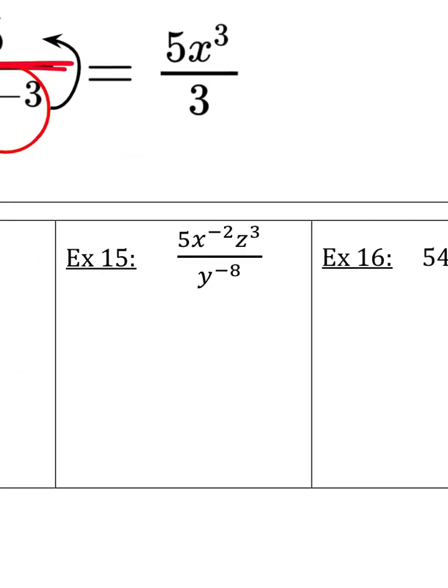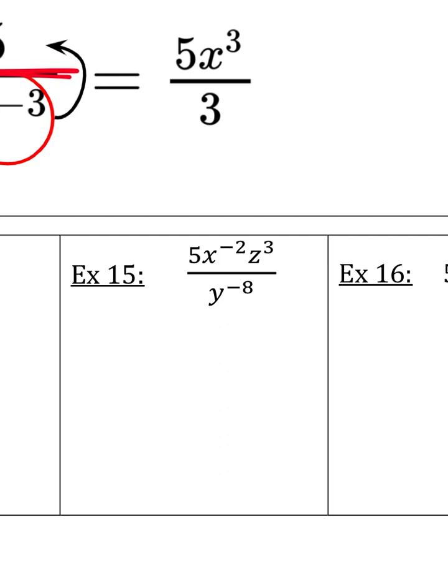We have 5x to the negative second power times z to the third power divided by y to the negative 8 power. I'm going to circle the terms that I want to move, and then let's rewrite it. I haven't done anything to my 5, but I did do something to my x. I need to move it to the bottom so that it can be happy and positive. So x to the second power. And then I have z to the third power that I didn't do anything to on the top. But I do have y to the negative 8th power on the bottom that I need to move to the top. So I'm going to move it to the top and make it positive. And this is my final answer.